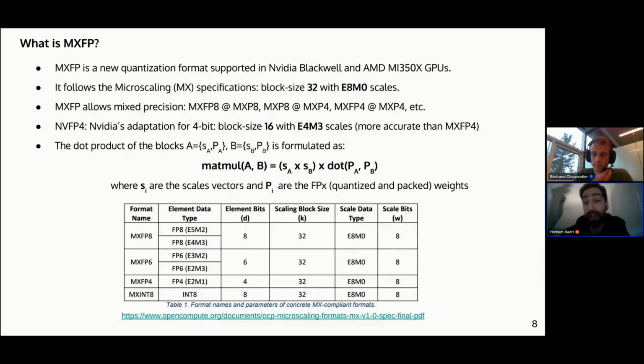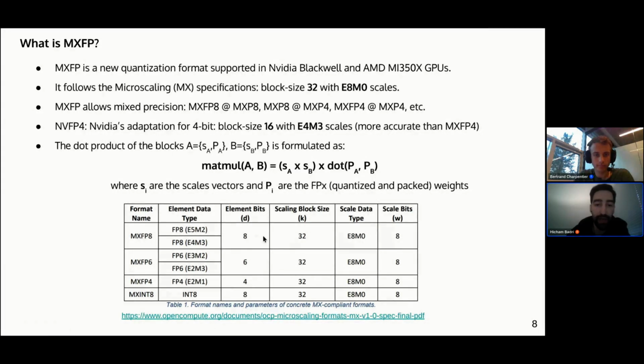So you can actually do stuff like MXFP8 activations with MXFP4 weights. You can do that if you want. And obviously it supports FP4, FP8, and FP6. And here in this table below, you have a screenshot from the official specifications.